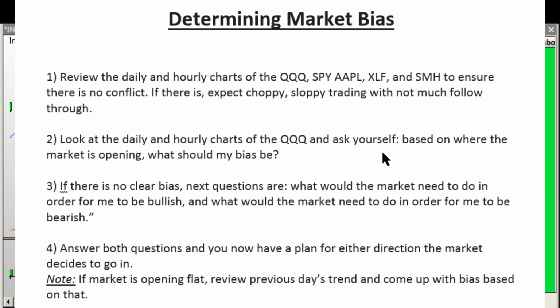If the answer is it's not clear, then the next questions are, what would the market need to do in order for me to be bullish? And what would the market need to do in order for me to be bearish? In the beginning, when I was just learning how to trade, I used to review the market in the pre-market and say, well, it's not clear. Let me just wait and see what the market does after the open, and then I'll go with it. And that's not right.